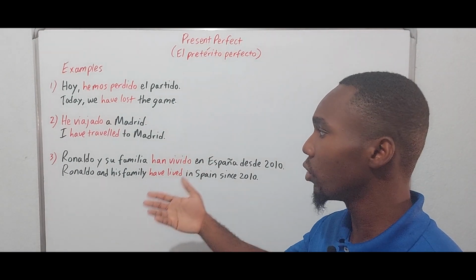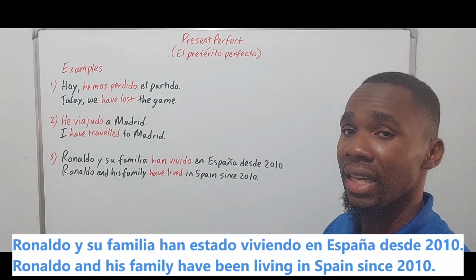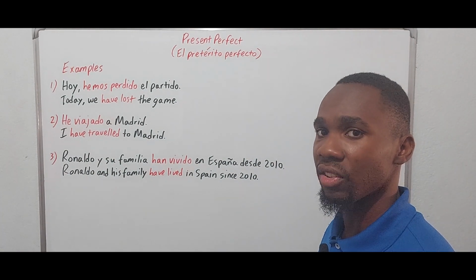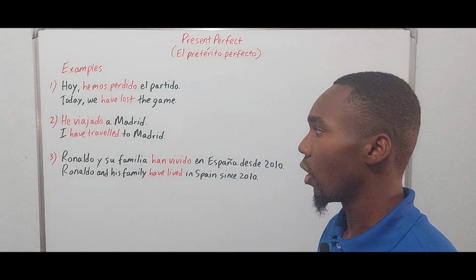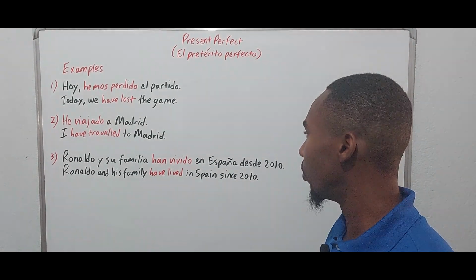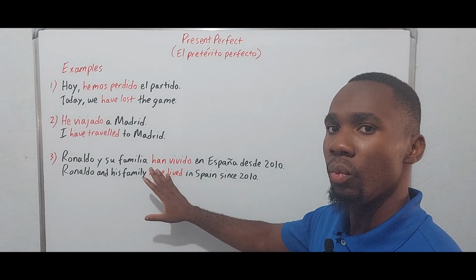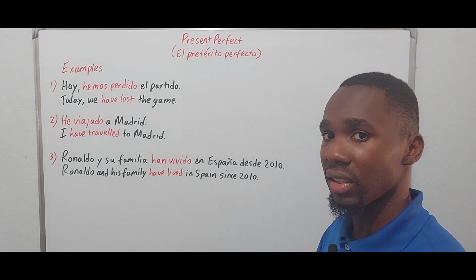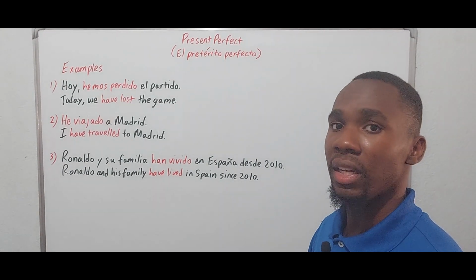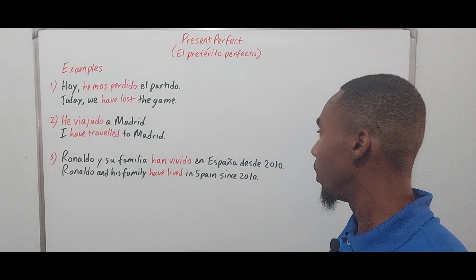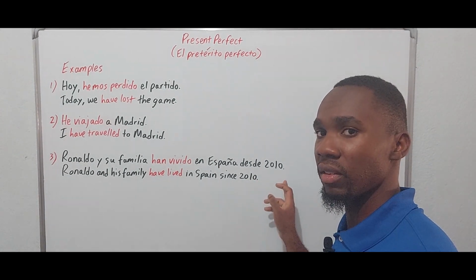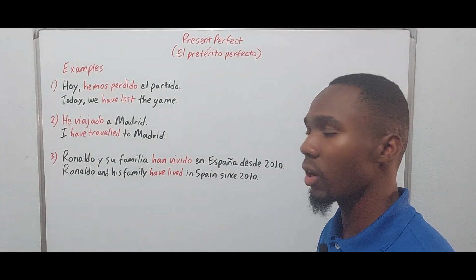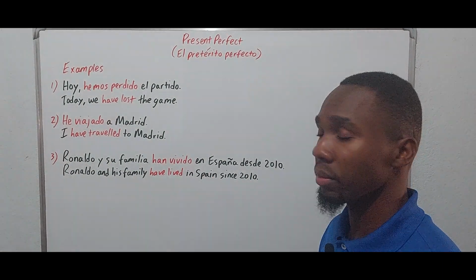So we could also say Ronaldo y su familia han estado viviendo en España desde 2010. That's correct because it's a continuous action. And we can also say this, Ronaldo y su familia han vivido en España desde 2010. In this case, we understand that they're still living in Spain, but they moved to Spain, right, in 2010. This is a specific start time, right? And ever since, they have been living in Spain. So you can use the continuous form there, the present perfect continuous, or you can use the present perfect here.